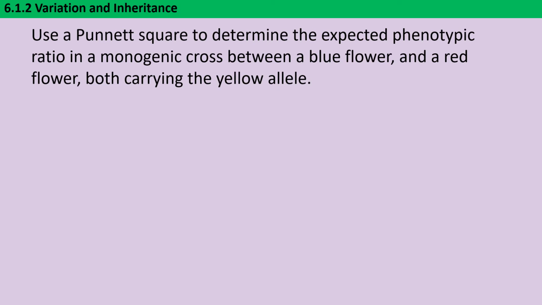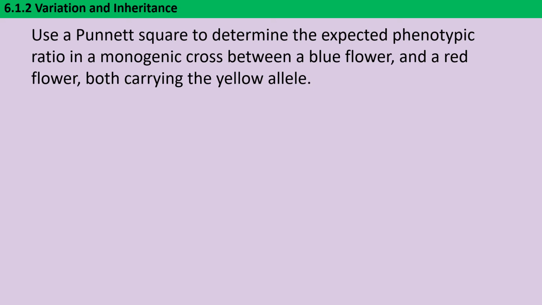Once you know that genes with multiple alleles exist, there isn't anything really more complicated about their Punnett squares. It's just making sure that you're familiar with that nomenclature of using one letter for the gene and one letter in the superscript position for the alleles. So here we have a question about those phenotypes that we just mentioned. We're going to have a blue flower and a red flower, and we're told that they're both carrying the yellow allele, so they're both heterozygous.